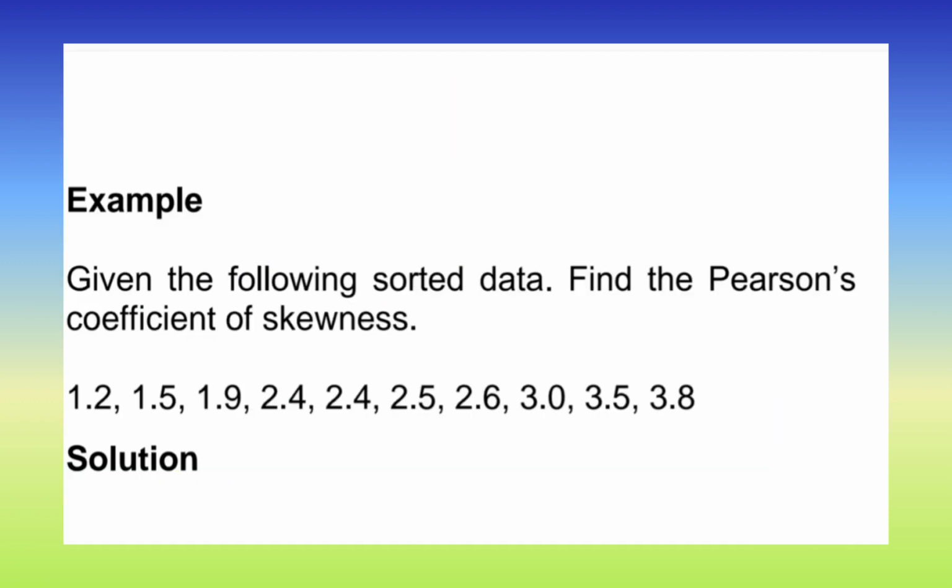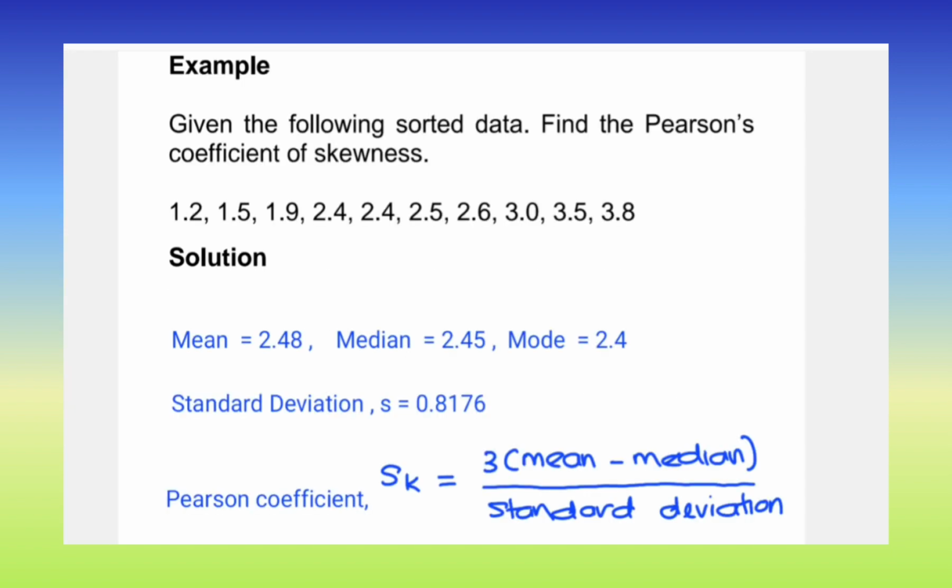Okay, we proceed with the example for ungrouped data. Here we want to find the Pearson coefficient of skewness. To find the Pearson coefficient, we need to find the value of mean, median, and standard deviation, or mean, mode, and standard deviation based on the formula. So here, based on the given data, we have mean 2.48, median 2.45, mode 2.4, and standard deviation 0.8176.